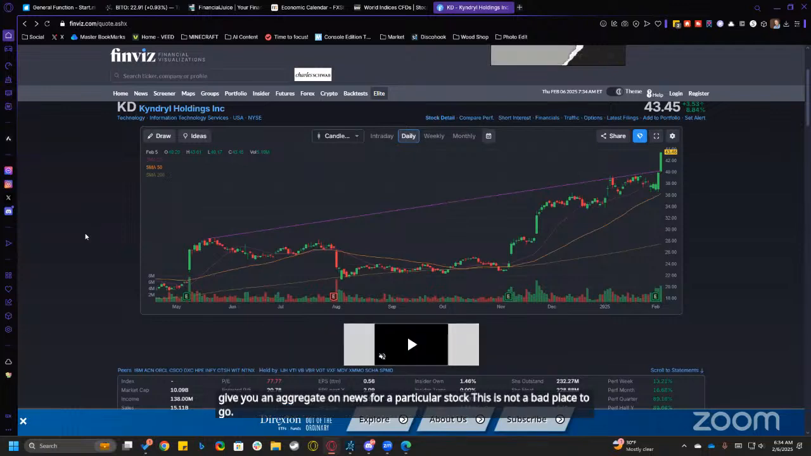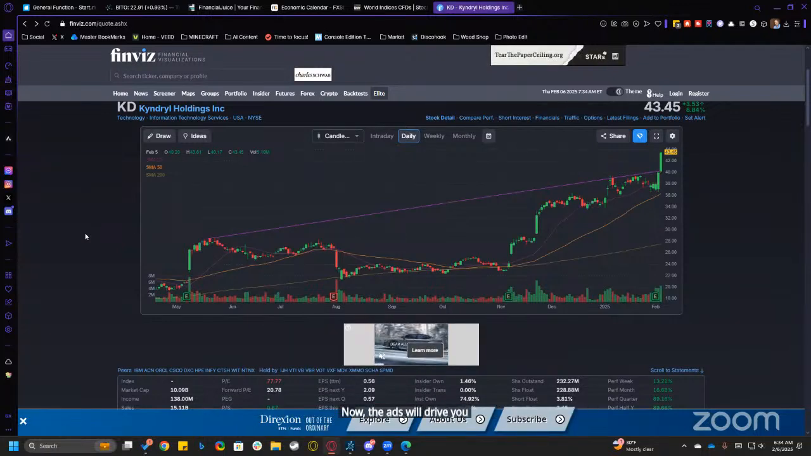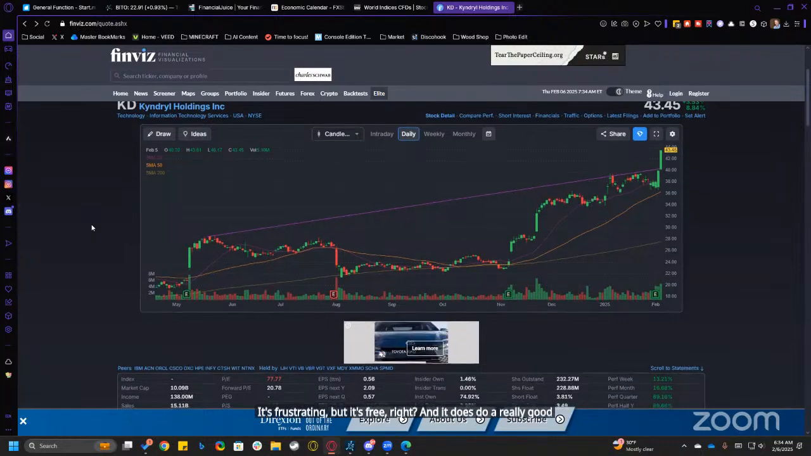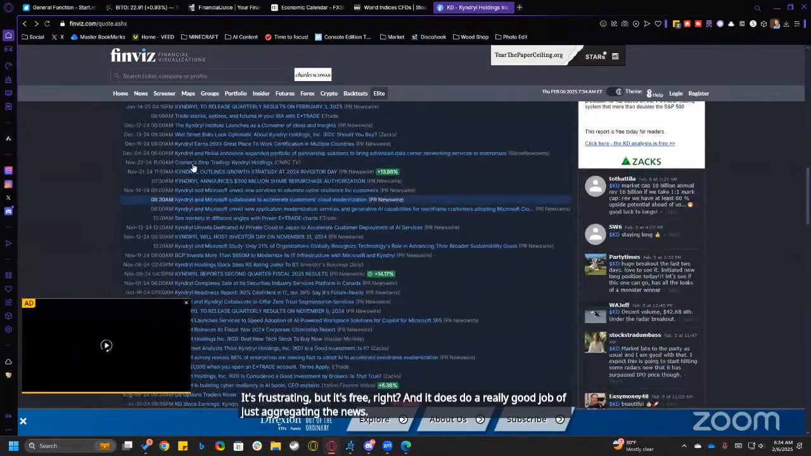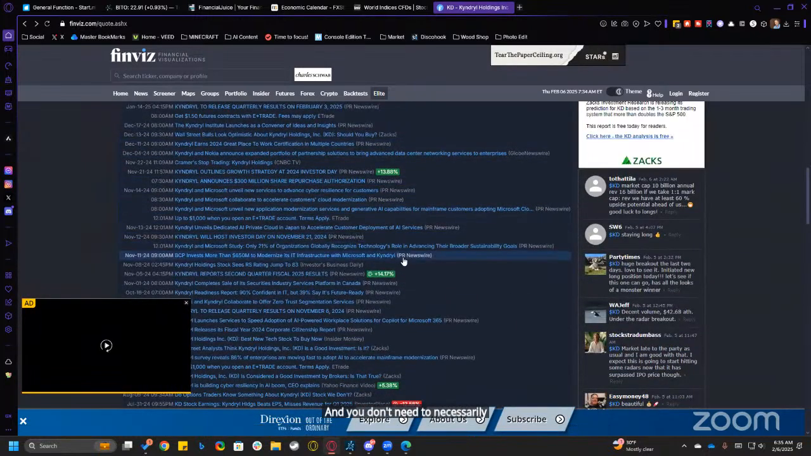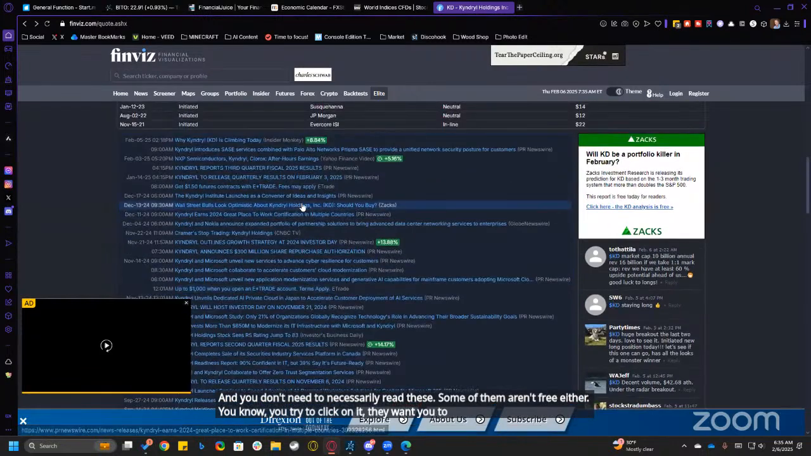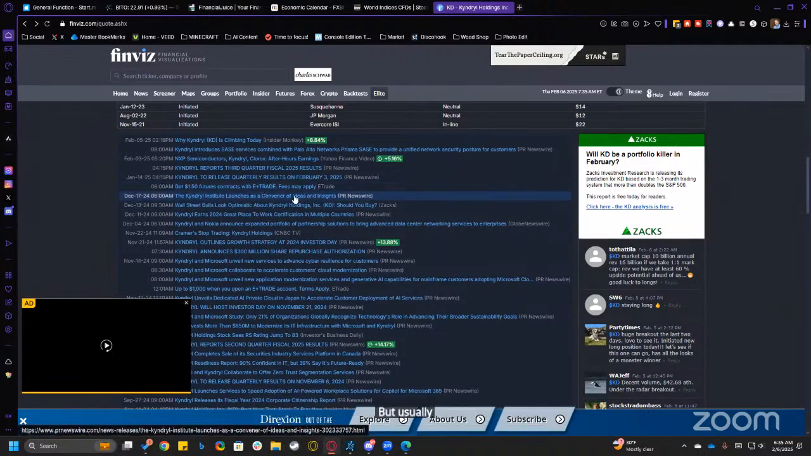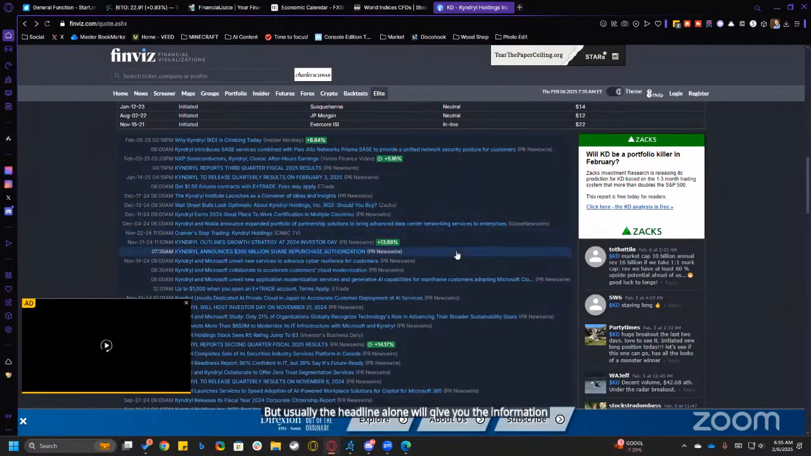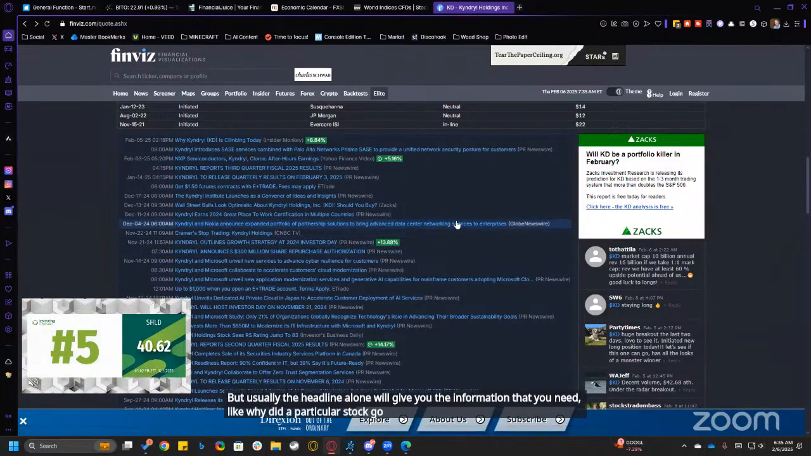Now, the ads will drive you completely crazy if you're on the free account. It's frustrating, but it's free, right? And it does do a really good job of just aggregating the news. And you don't need to necessarily read these. Some of them aren't free either. You try to click on it, they want you to sign up for wherever that news came from. But usually the headline alone will give you the information that you need, like why did a particular stock go up or down? What was the background or the headline on that news?